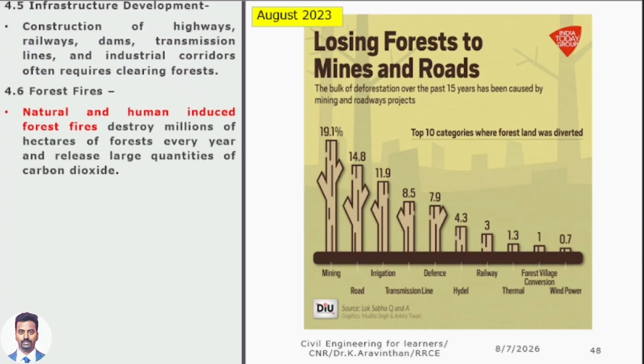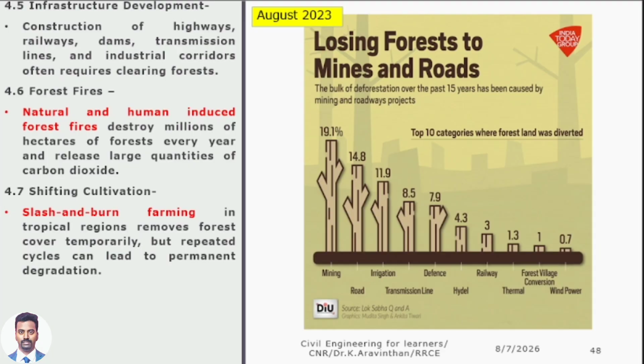Next thing, forest fires are also a cause for deforestation. This will not happen mostly in India but in foreign countries. In USA, forest fire is a very big threat. So due to forest fire, we lose the forest. And shifting cultivation, slash and burn. I have heard this name.